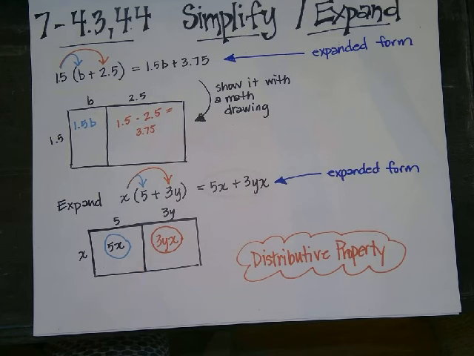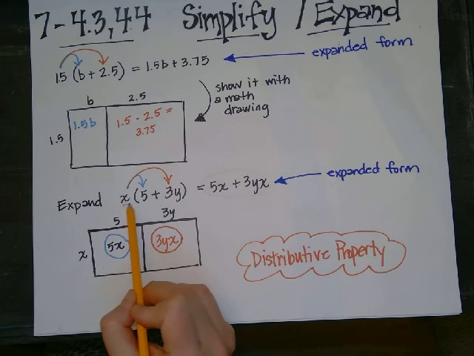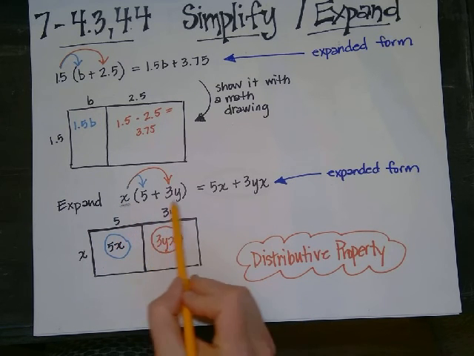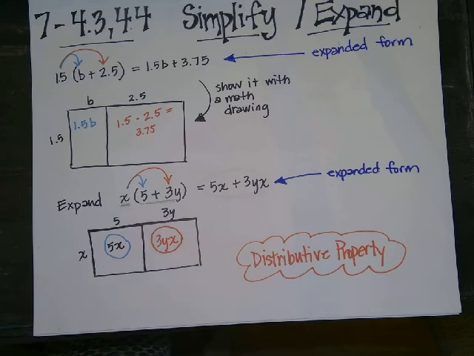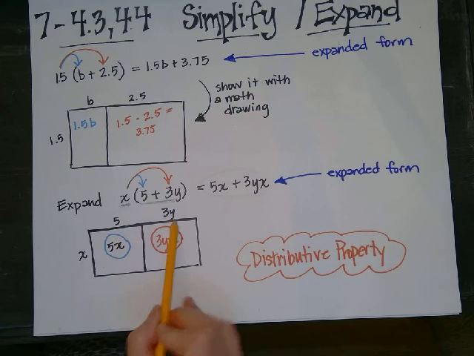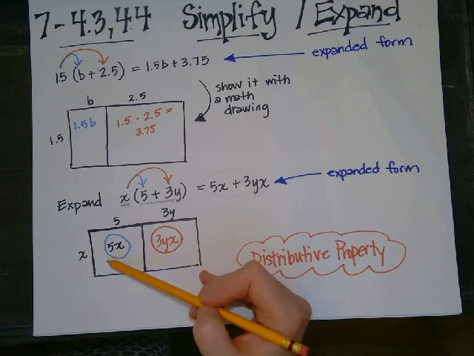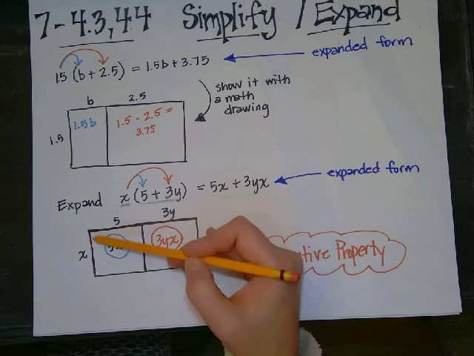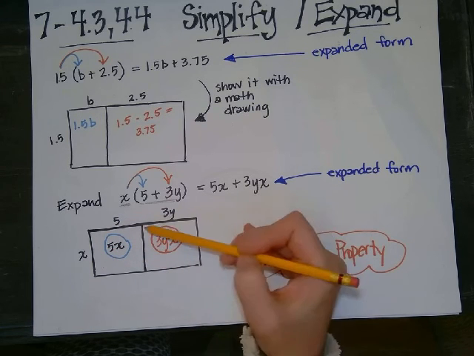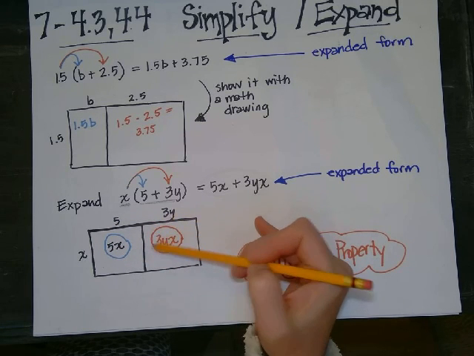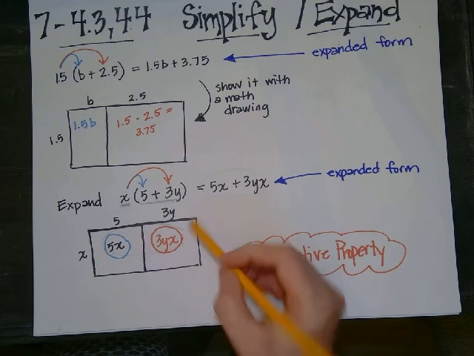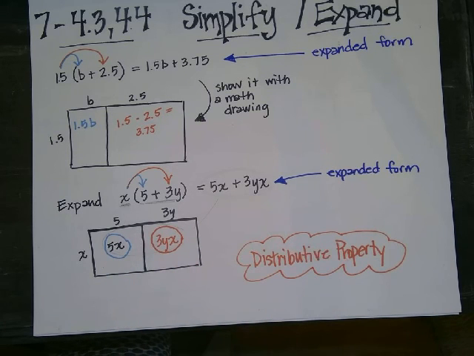Now when we show it with an area model, we have one side of the rectangle that has a measure of x, and the other side of the rectangle has this entire measure, 5 plus 3y. Now I can see when I find the sub areas, these smaller areas, I take 5 times x to get 5x, and here I take 3y times x to get 3yx, and of course when I combine them, I can see my expanded form.